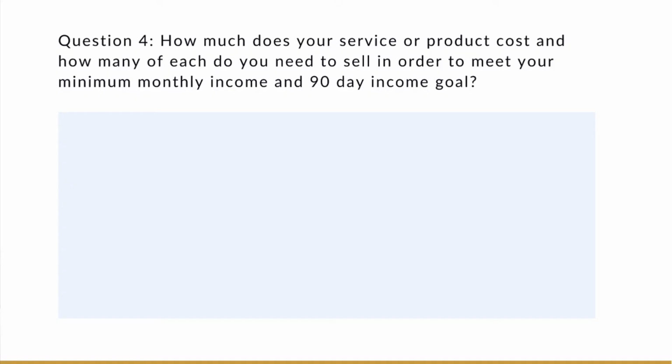And then from there, you want to ask yourself for question number 4, how much does your service or your product cost, and how many of each of them do you need to sell in order to meet your minimum monthly income goal and your targeted income goal? All right. So by breaking them down and saying, for example, my service costs $1,000. Now I gotta sell 10 of them in order to meet my targeted income goal of $10,000, right? So you know exactly how many you need to sell per item, so per course, per membership, per service that you have in order to meet that goal that you have, whether it's the monthly minimum income goal or your targeted income goal.